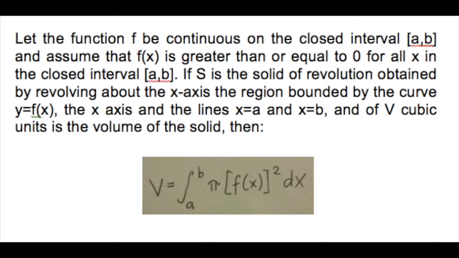If S is a solid of revolution obtained by revolving about the x-axis the region bounded by the curve y equals f of x, the x-axis, and the lines x equals a and x equals b, and V cubic units is the volume of the solid, then V is equal to the integral from a to b of pi times f of x squared dx.